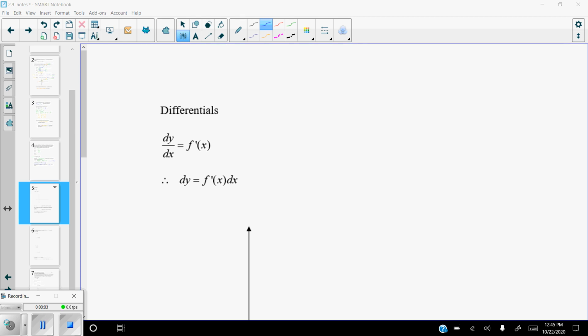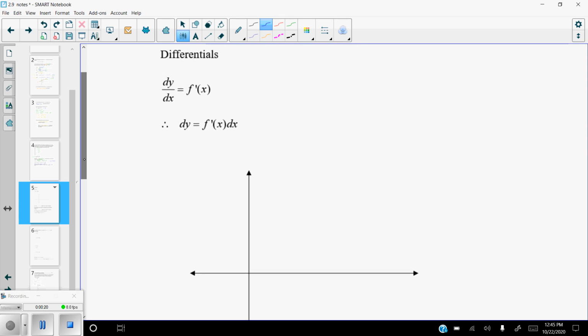All right, this is section 2.9, video 3. So we've talked about the idea of linear approximations. Now we're going to talk about the concept of what's called a differential. Now, you might think to yourself, well, that kind of sounds like derivative or something like that, and it is. It's very similar because you have to use the derivative idea.